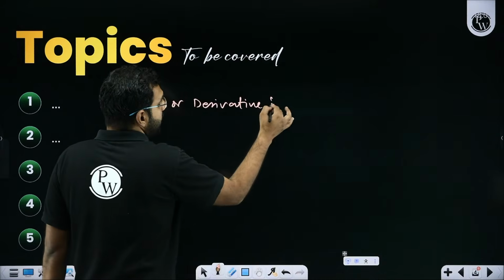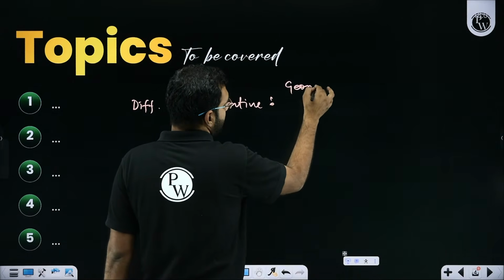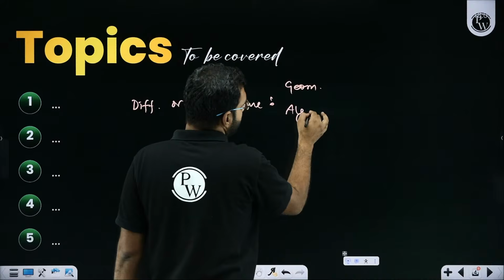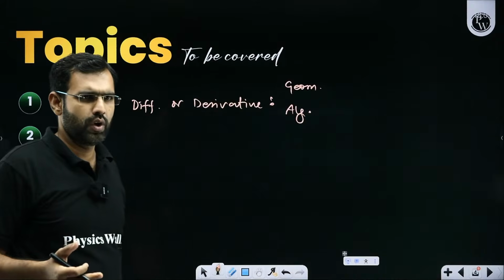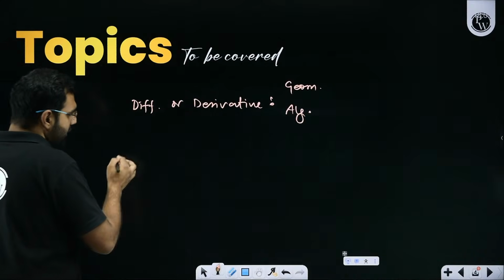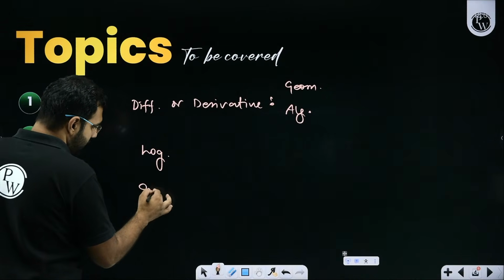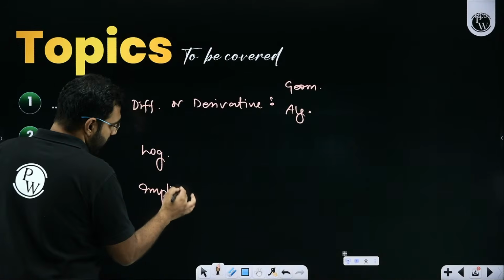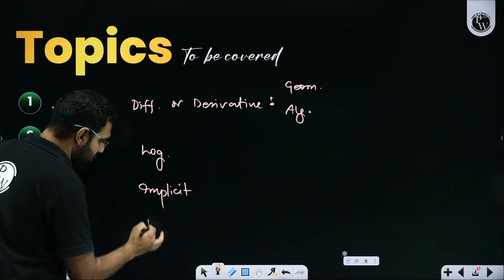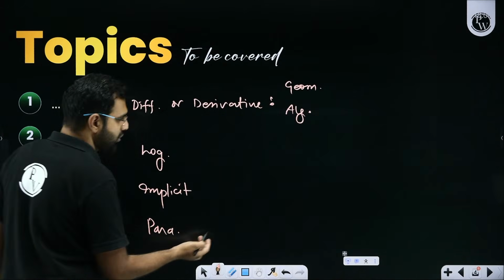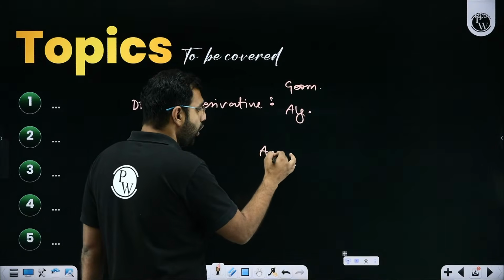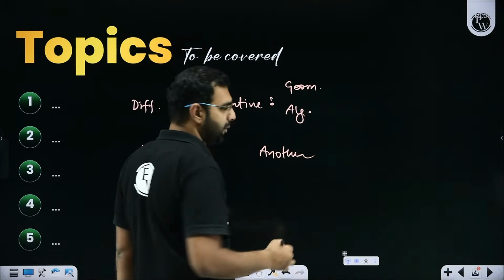There, I'll tell you the geometrical meaning and of course the algebraic meaning. Both meanings I'll tell you of differentiation. Then there are multiple methods like differentiation through logarithm, differentiation of implicit functions, differentiation of explicit functions, parametric differentiation, differentiation of a function with respect to another function. All these different methods we will be discussing.